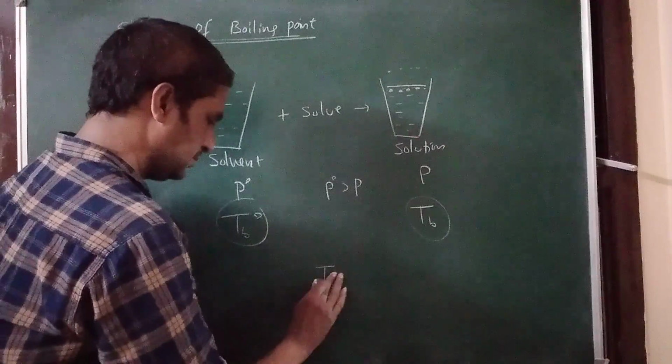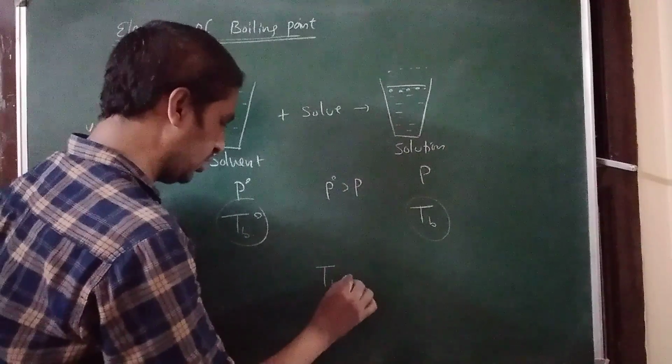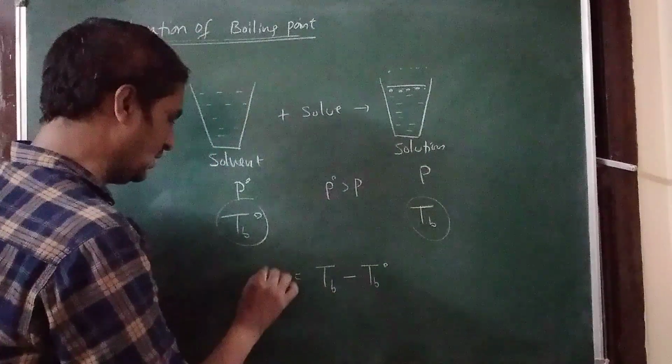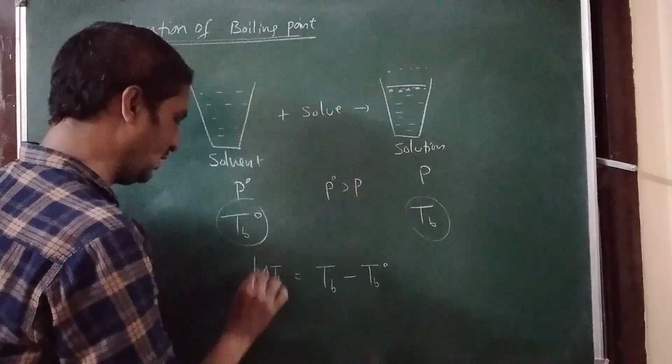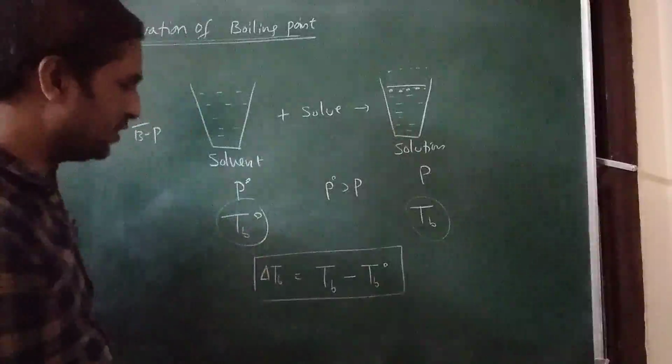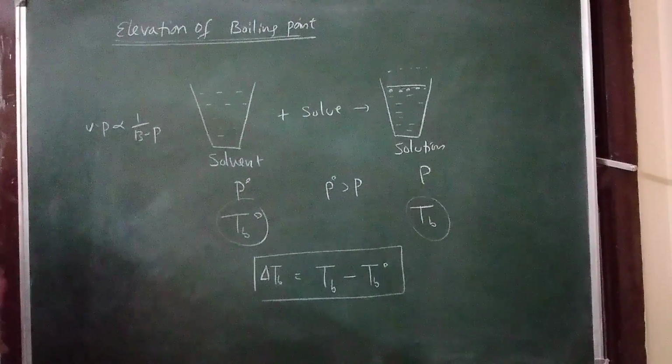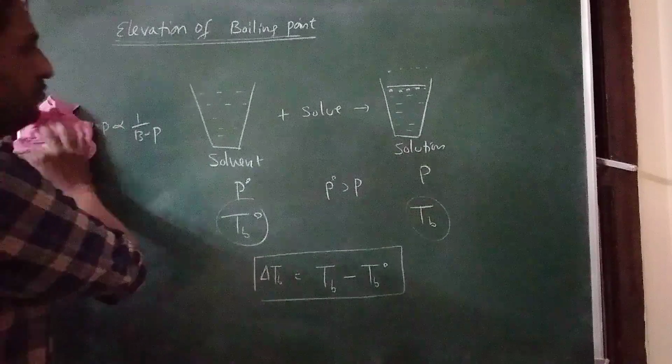This difference between the solution boiling point and the solvent boiling point is known as elevation of boiling point, delta TB. The difference in boiling point of solution and solvent is known as elevation of boiling point.